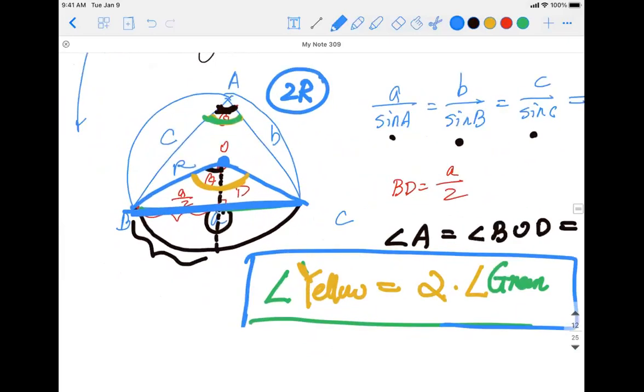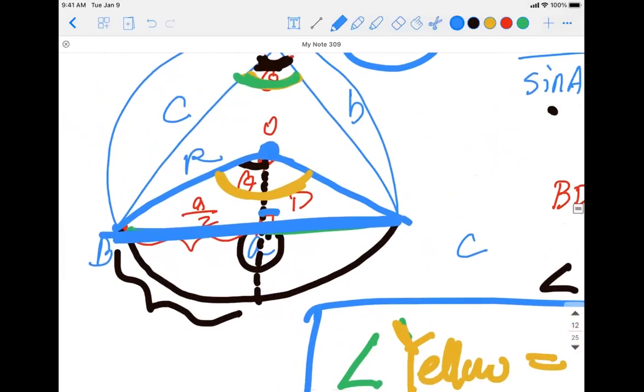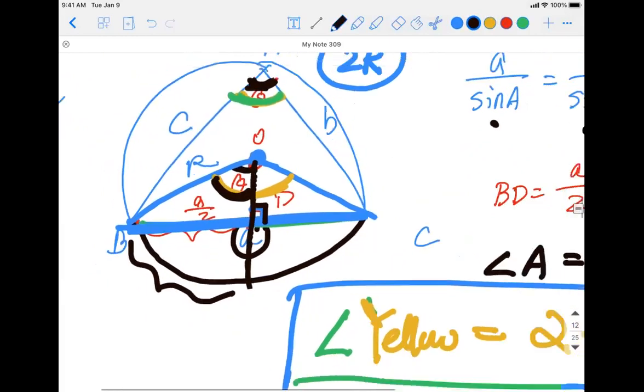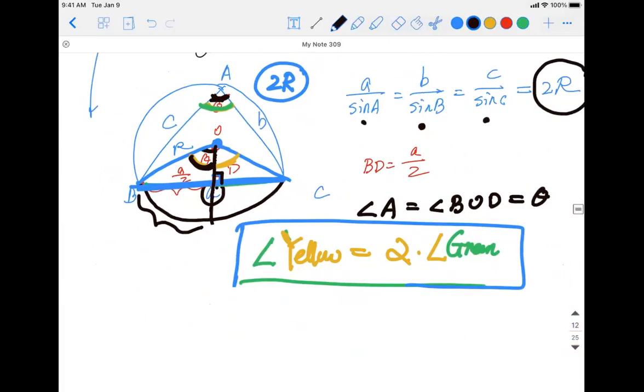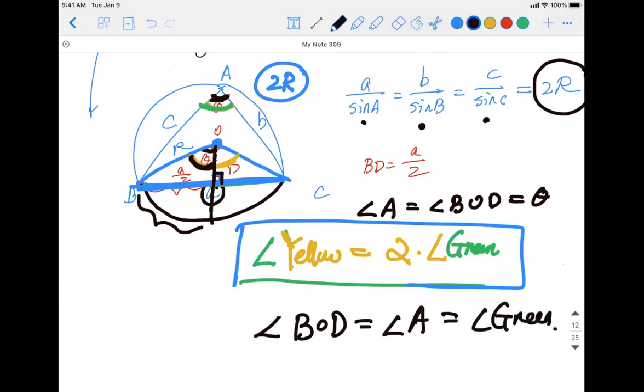If you understand this, whenever you make this perpendicular line, this part is going to be half of your yellow angle. So therefore, of course, your angle BOD is going to be the same as angle A, the same as angle green. Quite understandable, right? If you do not understand, let me know. I'll be able to help you out.